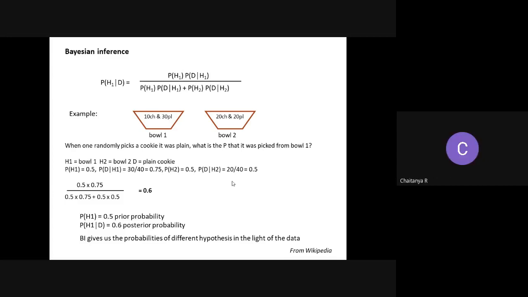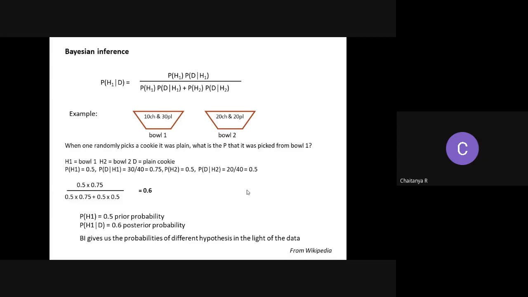Yeah, so basically what Praveen said in English, we did mathematically here, right? So that's the whole idea of Bayesian inference. Bayesian inference gives us the probabilities of different hypotheses in the light of the data, right? Regular probability does not have the light of the data in mind. It has no idea of the data, right? Cool. So let me move on to the next slide.